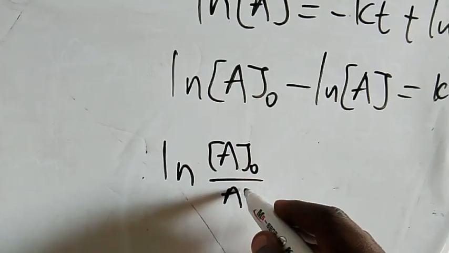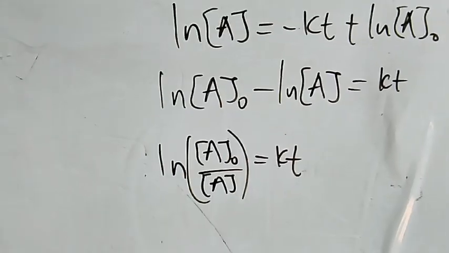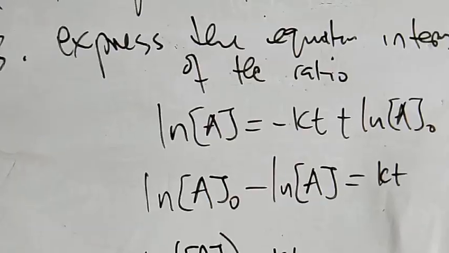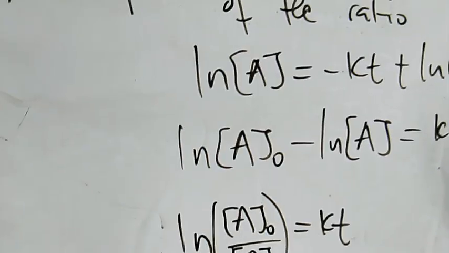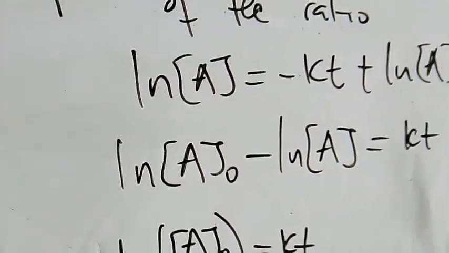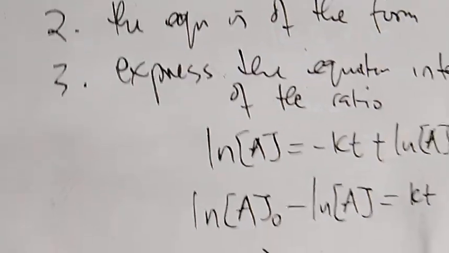Then now since we are subtracting the logs, this is the same as ln of A initial over A is equal to kt. Okay, so that is the ratio. We are going to use this ratio also to derive some important equations that we are going to use later on. Okay, so we look at the example.